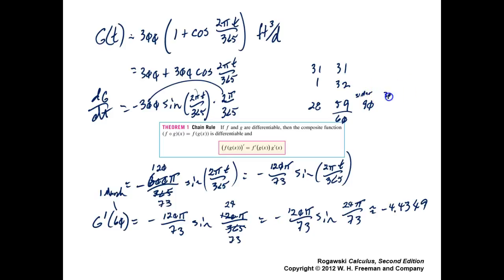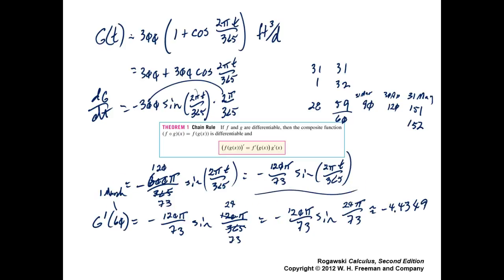30th of April would be 120 days. You added another 30 to that. 31 of May, because there's 31 in May, that was going to be day 151. Okay? And 1st of June would be 152. So we're going to plug in 152 to your G prime. Well, here is your G prime for any t.